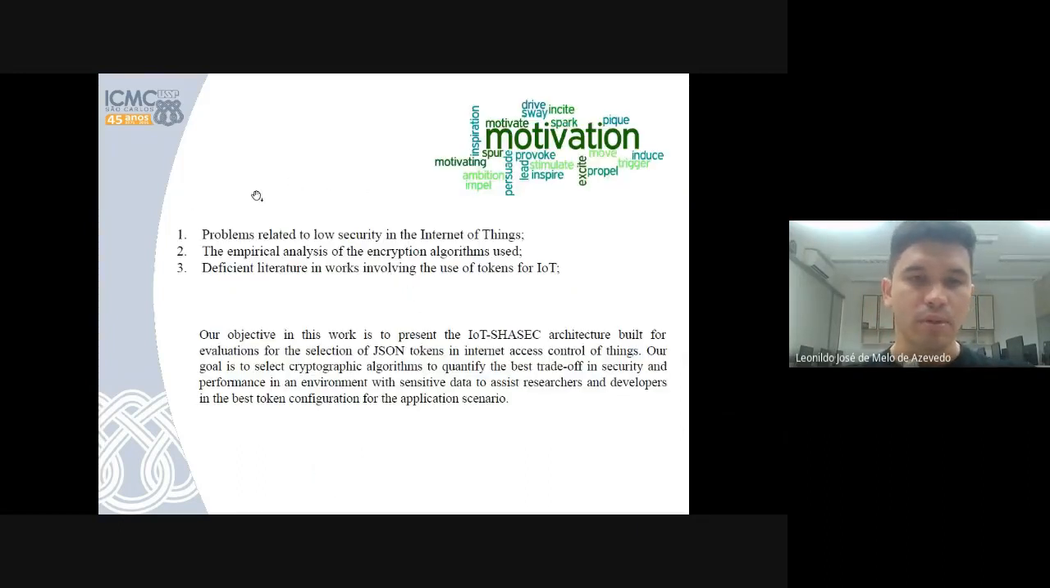This work was motivated by problems related to the low security in the Internet of Things, the empirical analysis of the encryption algorithms used, and also the deficient literature in works involving the use of tokens for IoT. In this context, our objective is to present our architecture built for the evaluation and selection of JSON tokens in Access Control for the Internet of Things. Basically, our main goal is to support researchers and developers in choosing the best token configuration for the application scenario.